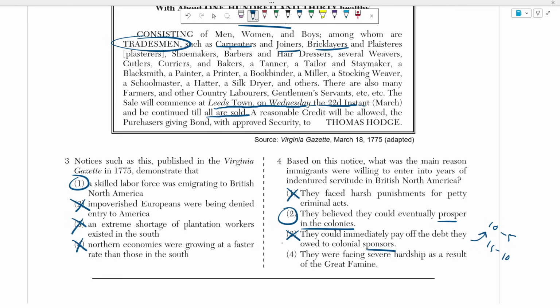It certainly wasn't immediate. And choice 4 is wrong because they were facing severe hardship as a result of the Great Famine. Again, that was not the main reason why people from Britain came to British North America, right? Sure, there were famines, but that wasn't the main motivator. They just wanted to have a better life in a new world, and they thought they could get that.